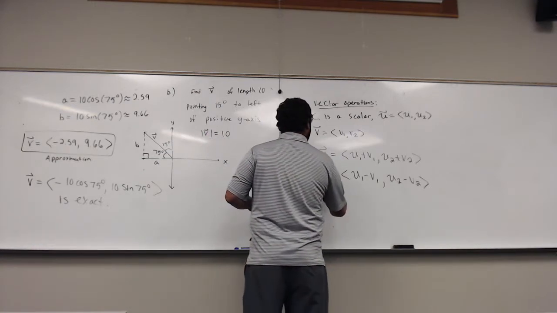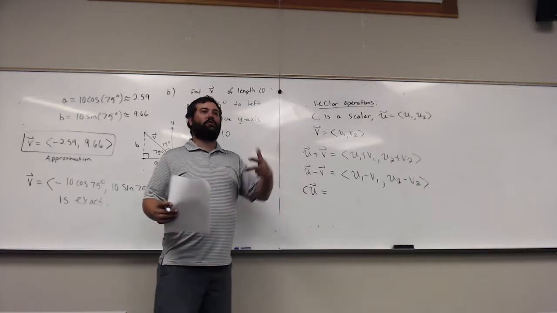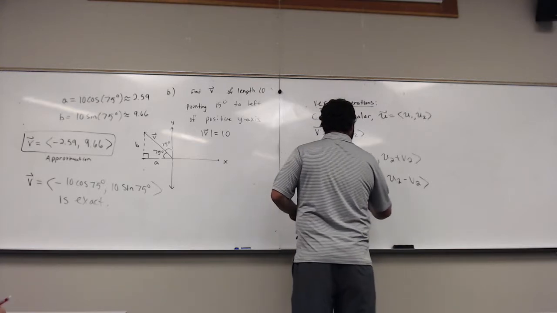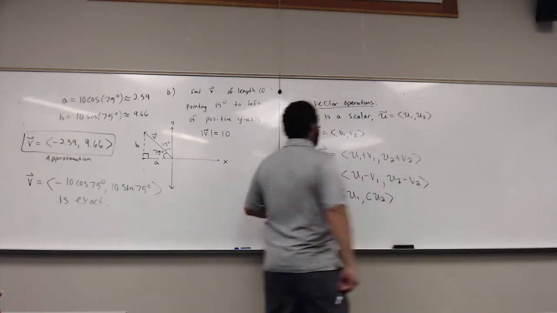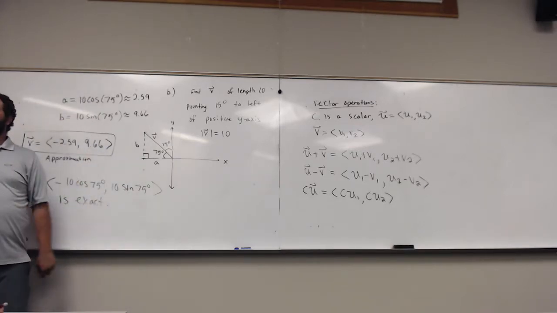And then if you want to multiply a number by a vector, we already know that this changes the length and the direction. You just multiply each component by the scalar. So if I want c times a vector, I just multiply each component by c.